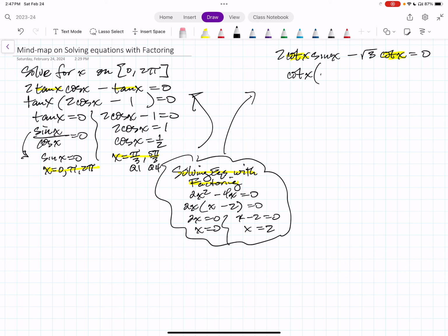Okay, what do we get? Well, we get 2 times sine x minus root 3, and guess what? That's equal to 0. So you factor first. Okay, so let me put, I should have done this in the beginning here. You factor, that's step one. Step two, you set each factor equal to 0.